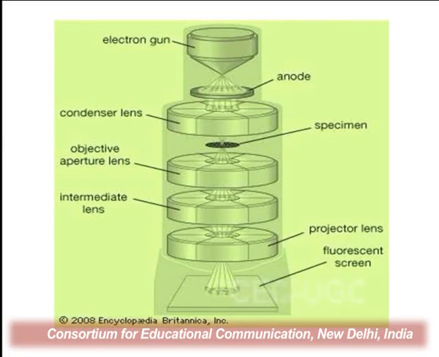Now see that the position of the specimen has changed. In the SEM it is at the bottom. Now in the TEM it is after the condenser lens. Then the objective lens is placed after the specimen. Then intermediate lenses, and at the bottom we have the projector lens and the fluorescent screen that will give the image of the specimen when the electron beam has passed through the specimen or the sample.